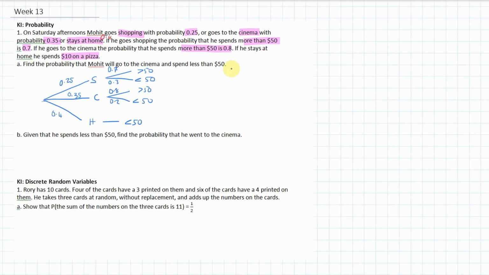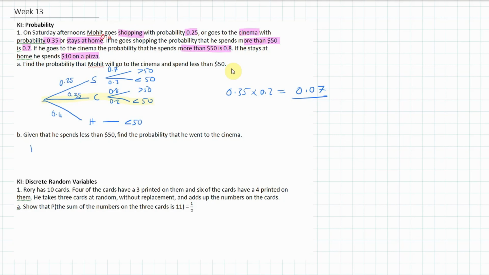Now the probability that he will go to the cinema and spend less than $50 is that branch there, which happens to be 0.35 multiplied by 0.2, which gives us 0.07.